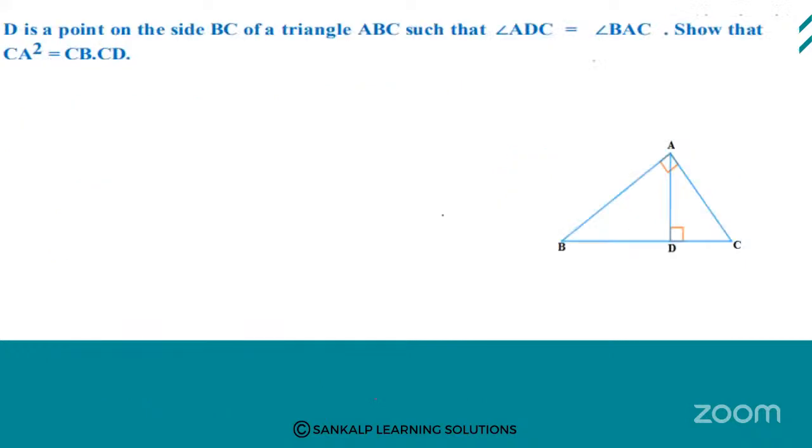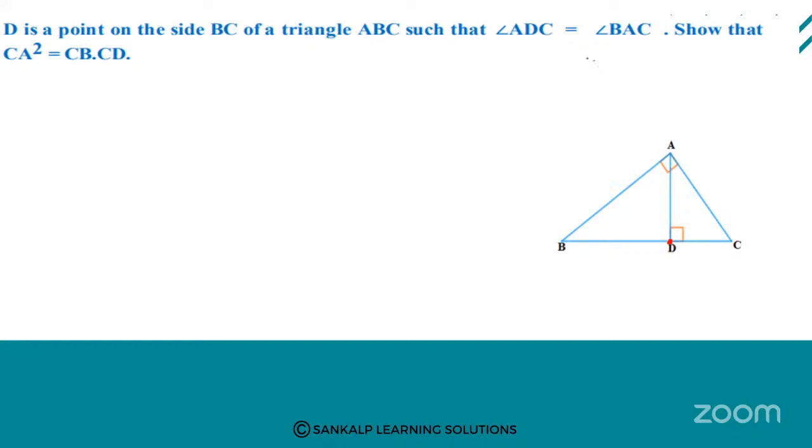Okay, next. If D is a point on the side BC of a triangle ABC such that angle ADC is equal to angle BAC, show that CA square is equal to CB into CD. Yes, where D is a point on side BC. See, this is D. It is on the side BC of a triangle ABC such that ADC is equal to BAC. That means D and A are equal.